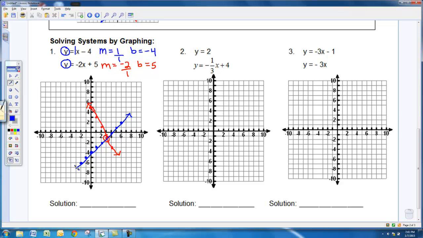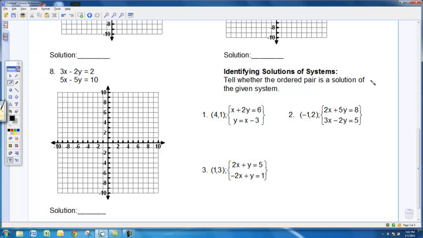And the solution to this system of equations is going to be this point right here, which has an x-coordinate of 3 and a y-coordinate of -1. We're going to leave problems 2 and 3 to work on together in class. So turn over to the back of your paper.